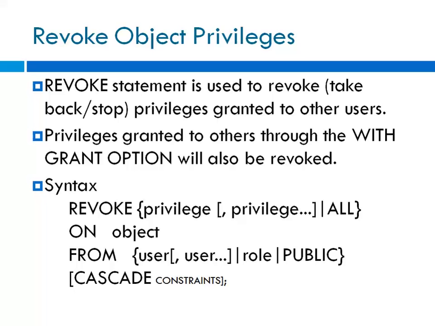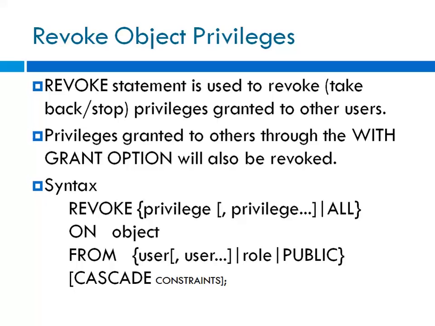That means every person who has access to the assignment table can use the select statement on Bob's assignment_tbl. The next thing is revoking object privileges. The revoke statement is used to revoke, that means take back or stop, privileges granted to other users. Once I give privileges to some users, I can anytime take back those privileges by using the revoke statement.